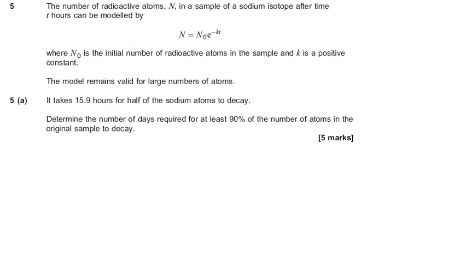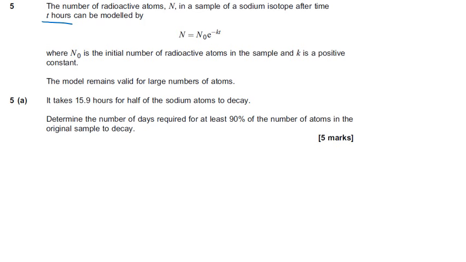Okay, the next one is all about exponential decay. So this equation might look familiar to those of you doing A-level physics as well. So n is equal to n0 e to the minus kt. So k is some decay constant, n0 is the initial number of radioactive atoms, and n is the number after a time t has passed. And the t here is being measured in hours, and that's important. Must be careful to read the questions here.